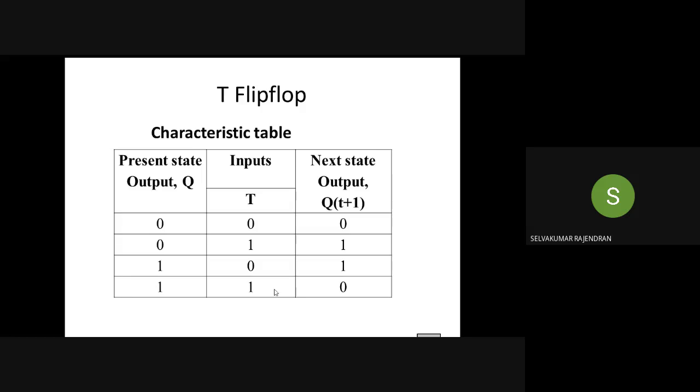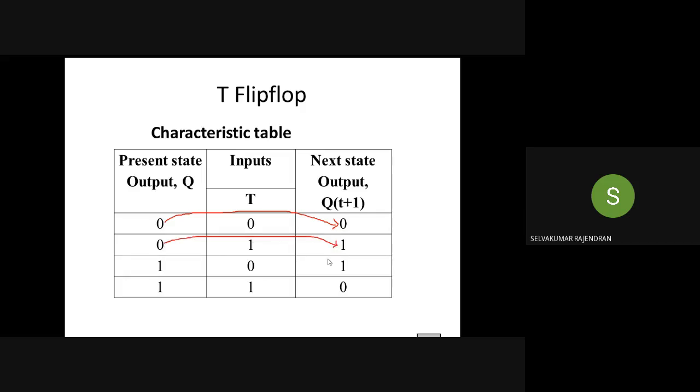Then the characteristic table. Again, here we consider the present state and the inputs. Based on these two, we determine the next state. So here the present state value is 0 and the applied input T is also 0. When the T value is 0, the output of the flip-flop has no change. That is memory state, so the present state value is maintained in the next state. When T equal to 1, what will happen? It goes to toggling condition. The present state value 0 is complemented to 1.